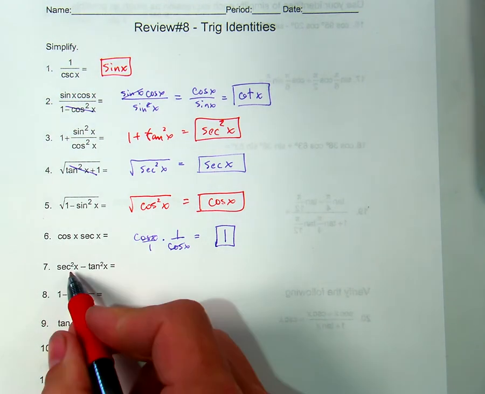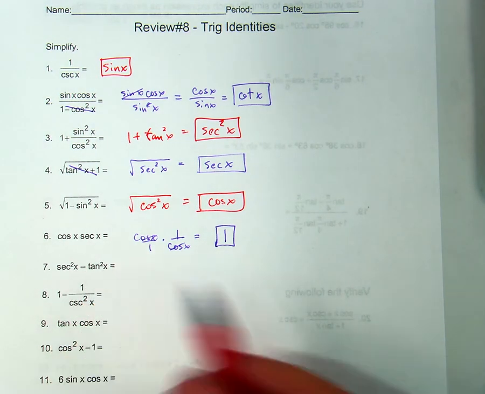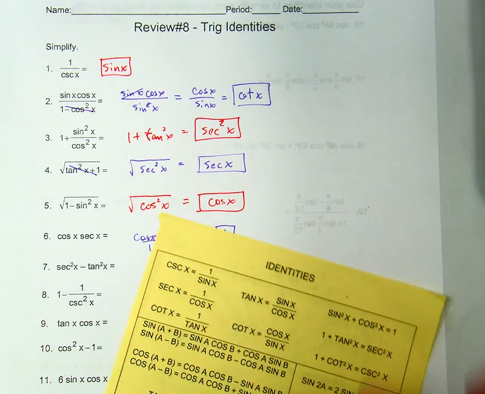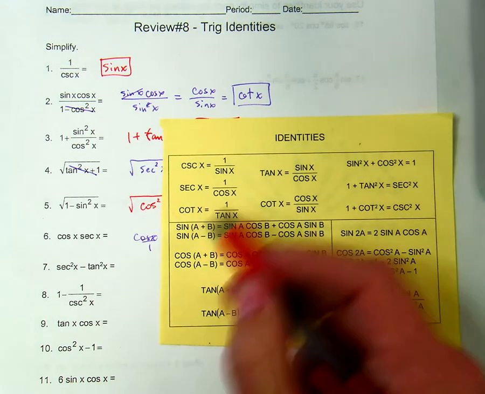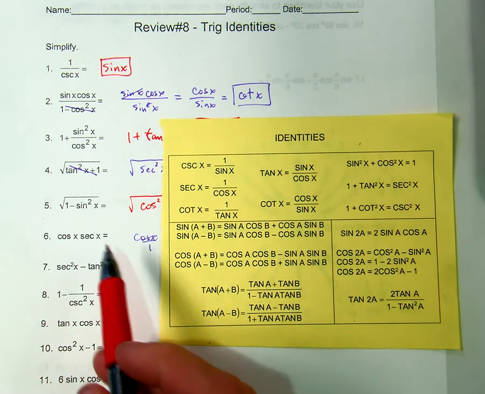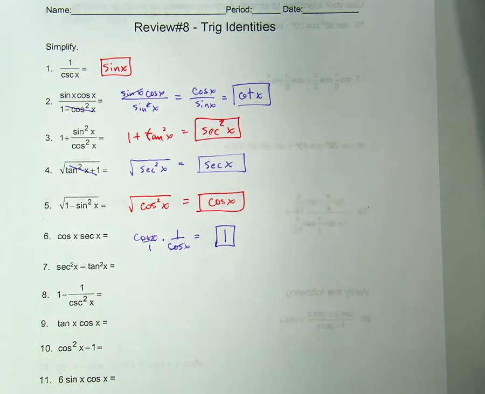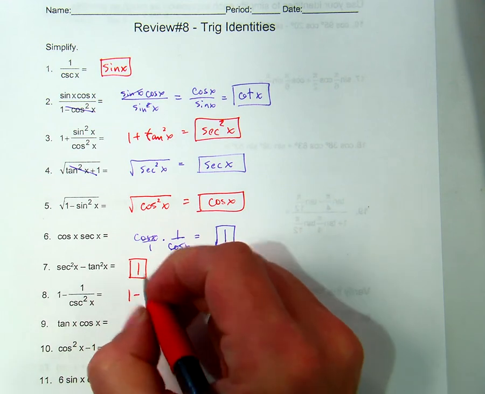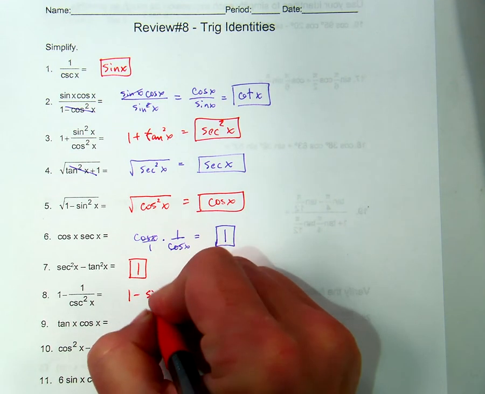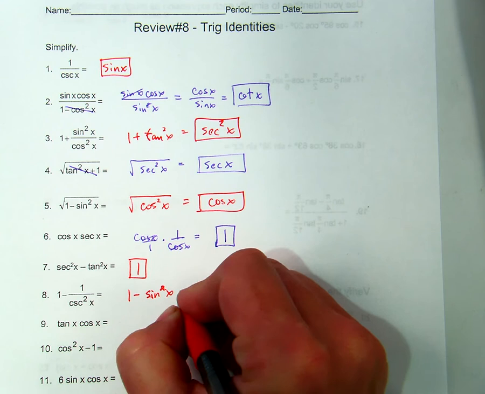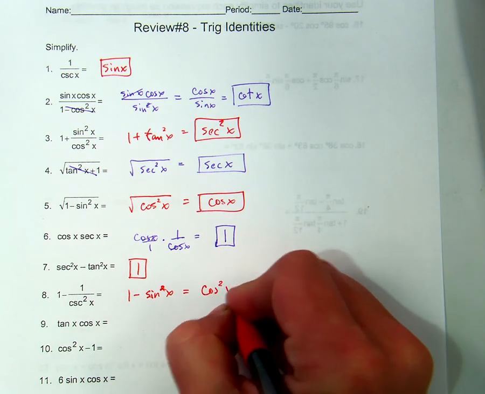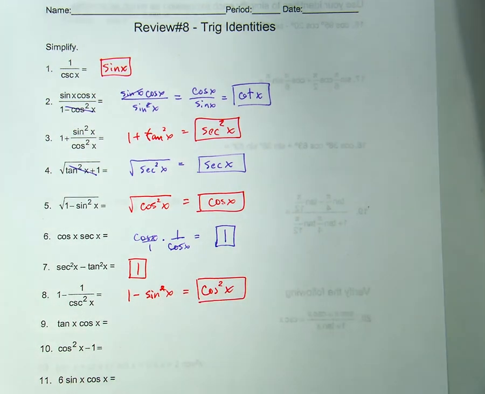Using the Pythagorean identity of secant squared x minus tangent squared x, again, we're just using this little card here, our identities sheet. We're using just identities that we've got here on this page. So we've got secant squared minus tangent squared. If I took this and moved tangent across, I just have 1. There's nothing much to that one. 1 minus 1 over cosecant squared x is actually the same thing as 1 minus sine squared x. And again, that is just cosine squared x. Using a lot of our Pythagorean identities in this first section.